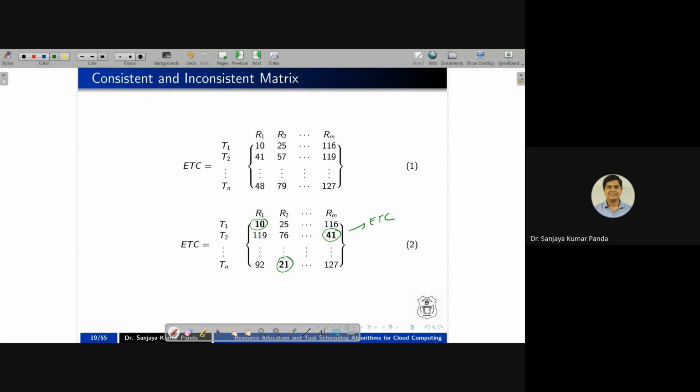Why do we have these different types of matrix? The reason is that sometimes we can develop an algorithm which is better only in the consistent case and not in the inconsistent case. Sometimes we can develop an algorithm which is better in the inconsistent case but not in the consistent case. So it is not necessarily true that an algorithm which is better in one case and not the other is a bad algorithm. Based on the type of logic you are using in a particular resource allocation or task splitting algorithm, your result may be better in one case and not in another.